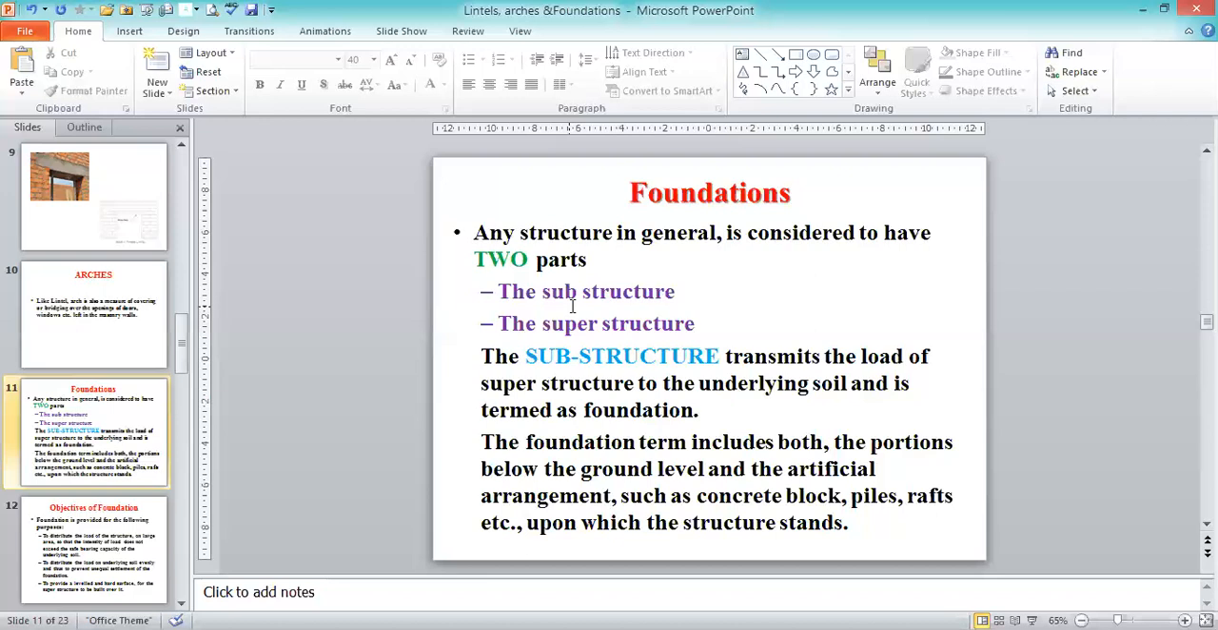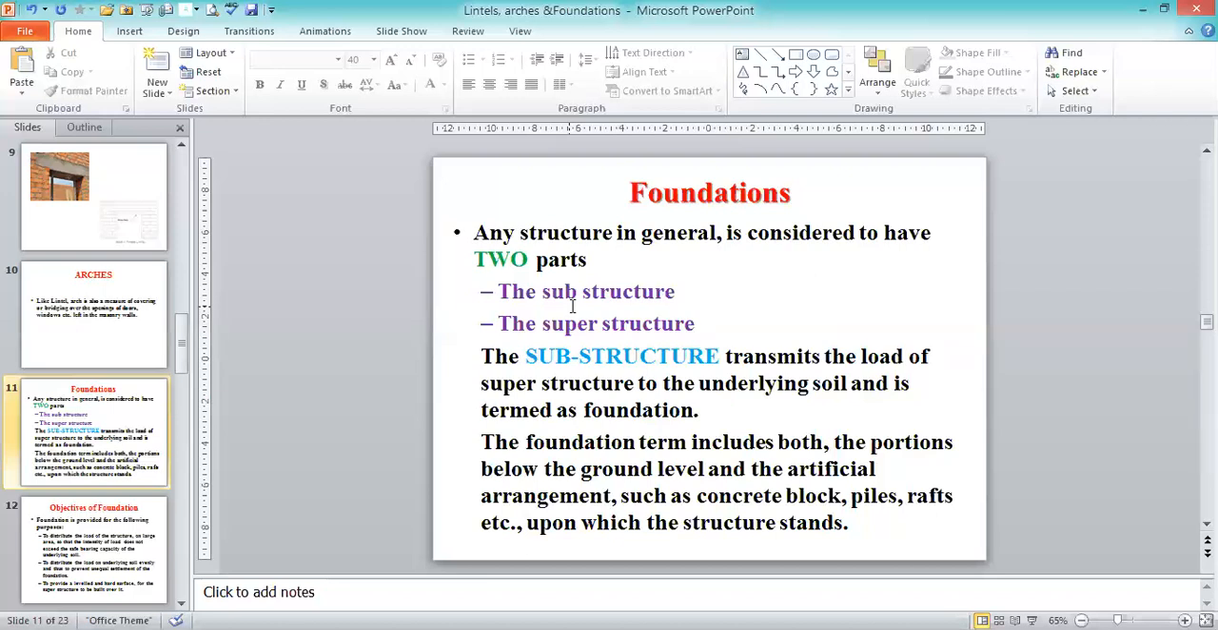So, to understand the foundation: the structure has two parts. One is the substructure, and the other is the superstructure. The substructure is what we call the foundation. Once the foundation is completed, we go for the superstructure, which is laid over the foundation.